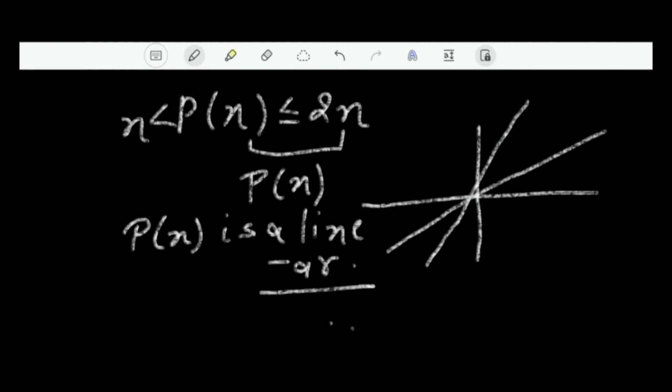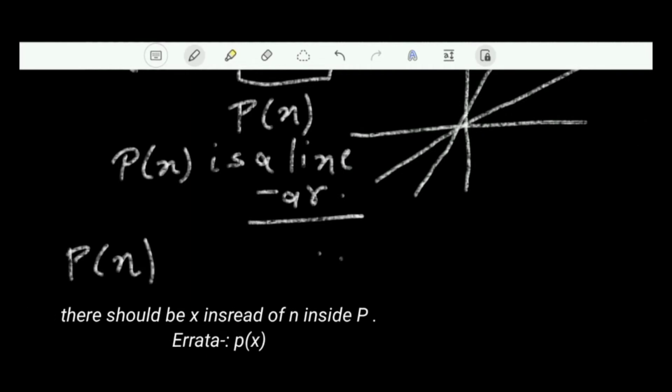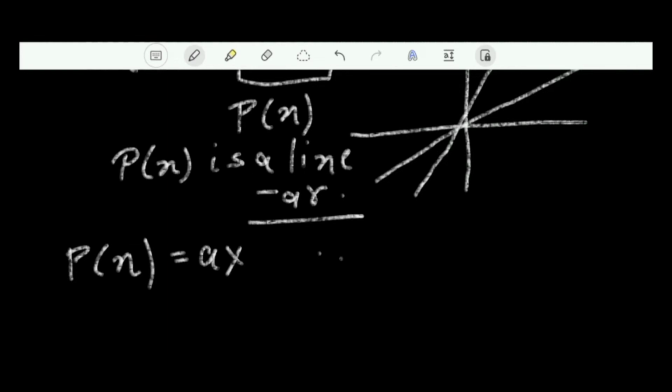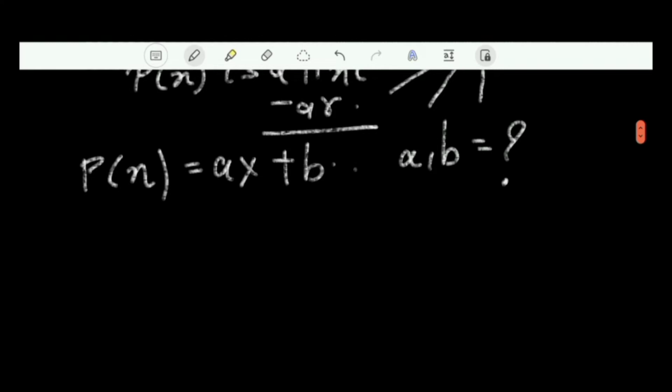It's linear and it has the form ax plus b. Since it's a linear function, it must have the form ax plus b. And now our job is to find the values of a and b, and we are done. We are completely done. So let's see what we can do.